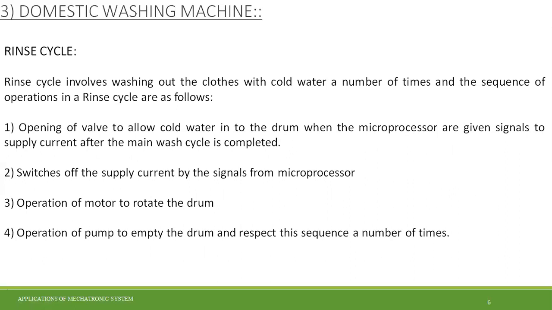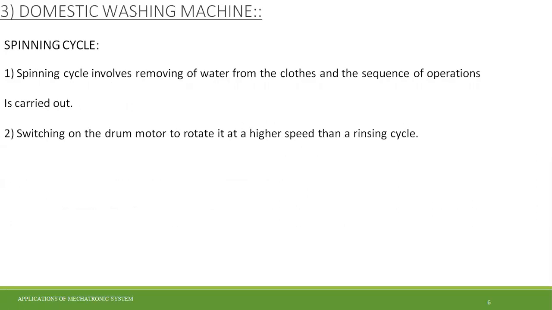Third one is rinsing. Opening the valve to allow the cold water into the drum, and the microprocessor gives the signals to supply the current after the main wash cycle is completed. It switches off the supply current by the signals from the microprocessor. Operation of the motor to rotate the drum at a heavy speed for rinsing. Operation of the pump to empty the drum, and this sequence is repeated a number of times. Simultaneously, the three different steps will be progressing, and after draining the water, the next one is the spinning process.